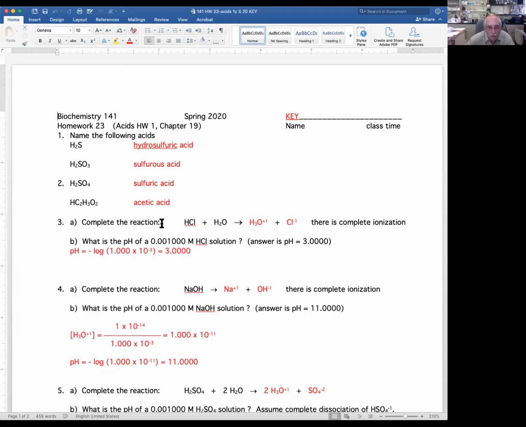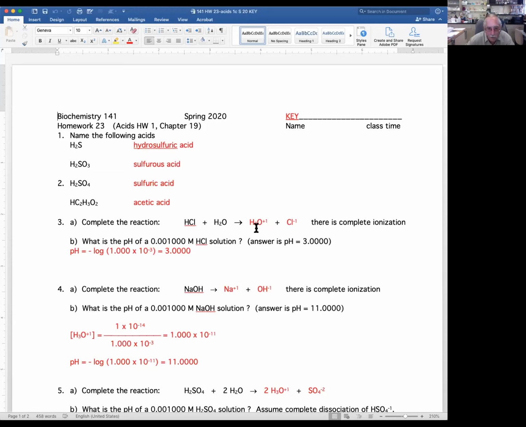So here, complete the reaction. Yes, that's a strong acid in water, so it's a one-directional arrow. It goes to completion. So what is the pH of a 0.001 molar solution of HCl? Well, as soon as that touches water, it's gone. It's completely turned into products.